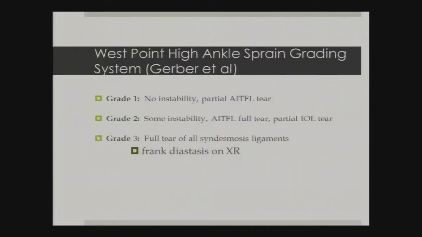All right, this is a simplified version of the West Point grading system that they used. Grade 1 was considered no instability with a partial AITFL tear. Grade 2 was some instability with an AITFL full tear, and then a partial tear of the interosseous ligament. And then grade 3 was a full tear of all the syndesmotic ligaments, and frank diastasis on x-rays.